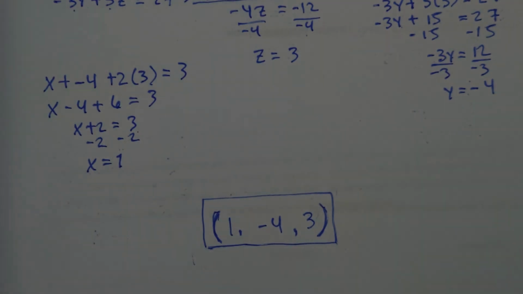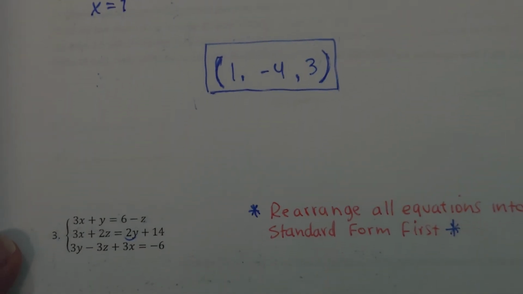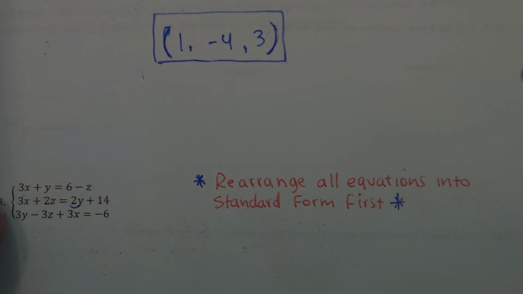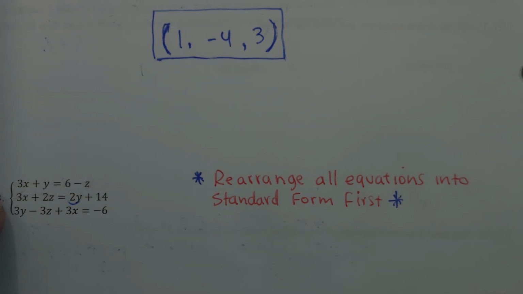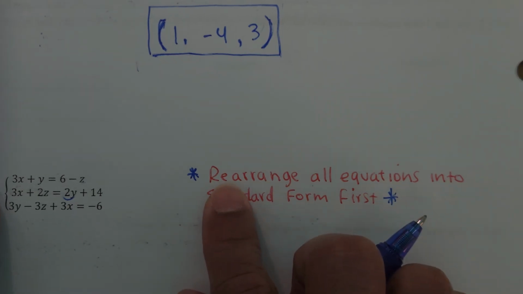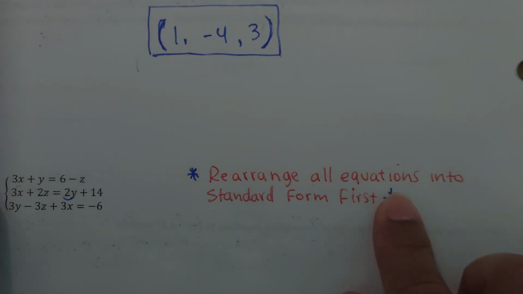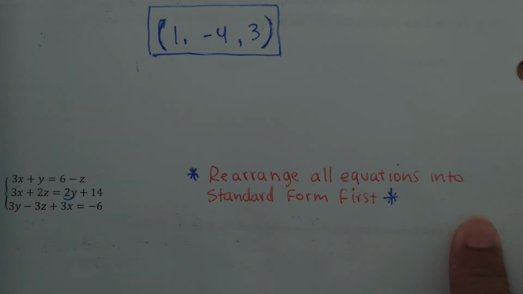All right, on the last example, we have, again, a system of equations with 3 variables. So make sure that the equations are in standard form. If they are not, then we have to rearrange all equations into standard form first before we start eliminating.